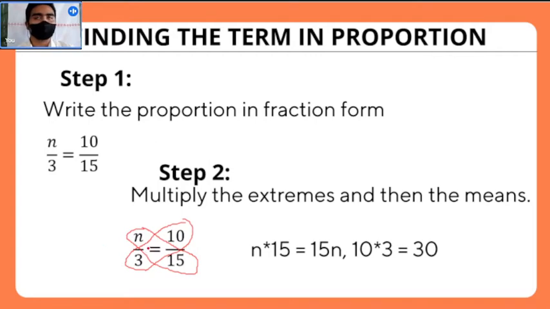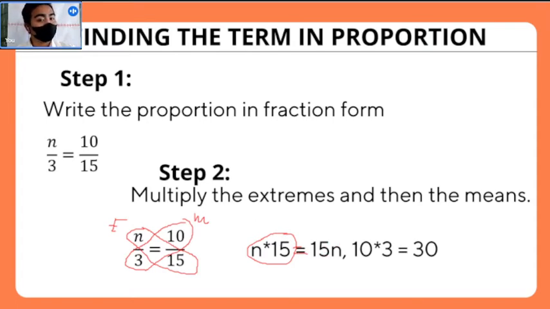So if we are going to multiply, we discovered that multiplying extremes and means is similar to cross product. The difference is that it is used when the ratio is in fraction form. So if this is our extremes and this is our means, n multiplied by 15, this asterisk means multiplied, is equal to 15 times n.